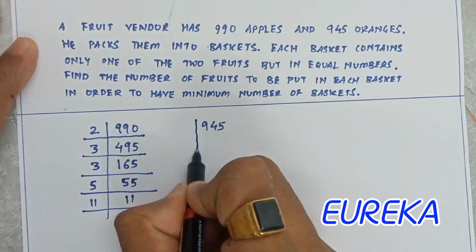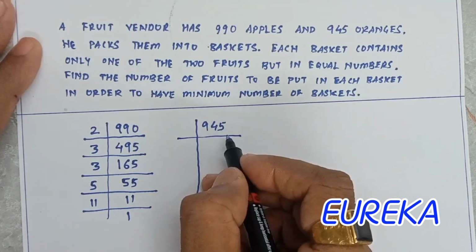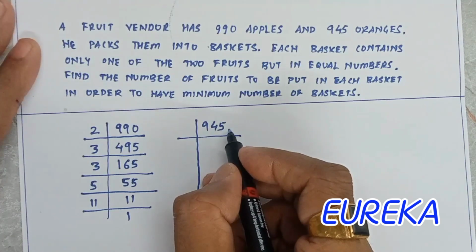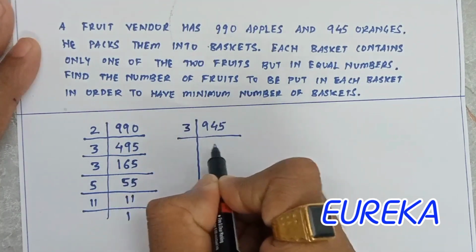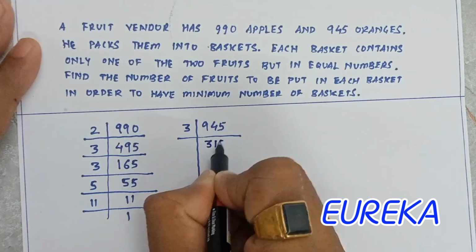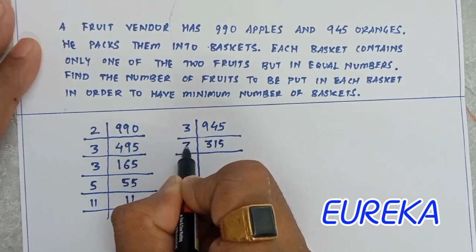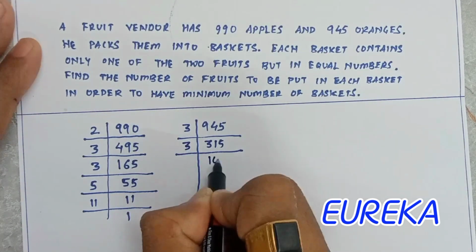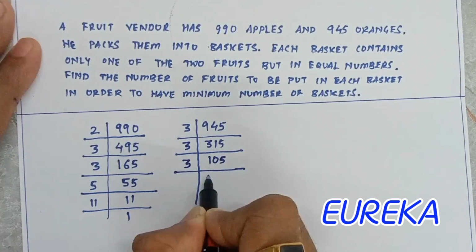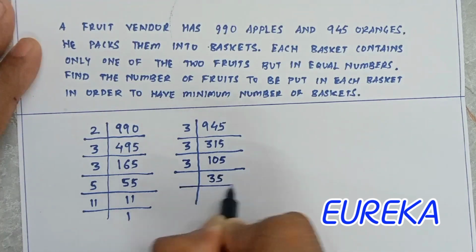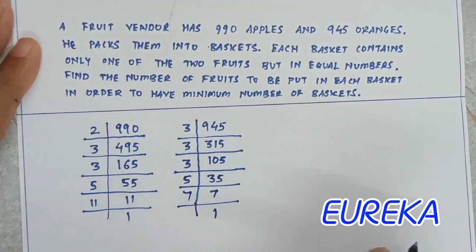Same way, we will try to find for 945. Now 945, it is not an even number, so we will try by 3. For 3's test, 9 plus 4, 13, 13 plus 5, 18, we can divide it by 3. So we'll get here 315. 315, obviously 3 plus 1, 4, 4 plus 5, 9, so it will be divisible by 3. So we'll get here 105. 105, we know it is divisible by 3, so we'll get here 35. And 35, we know that it is divisible by 5, we'll get here 7, and 7 is a prime number, so we'll get here 1.